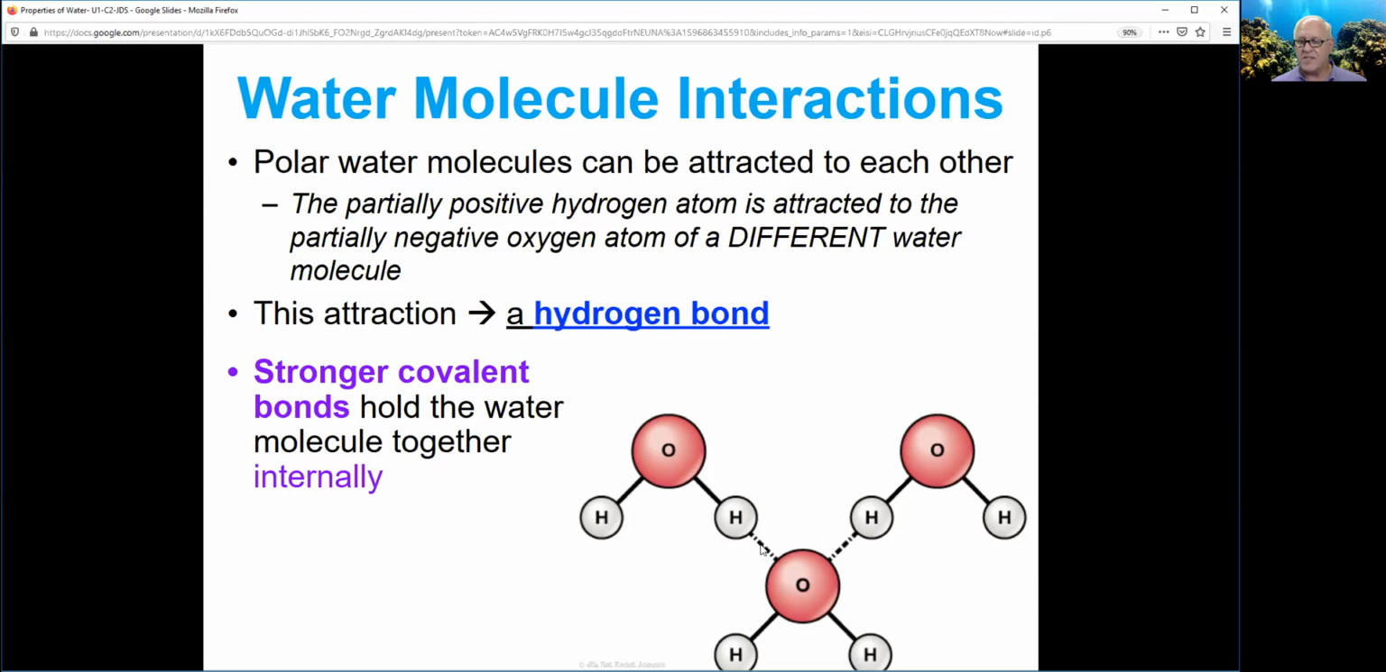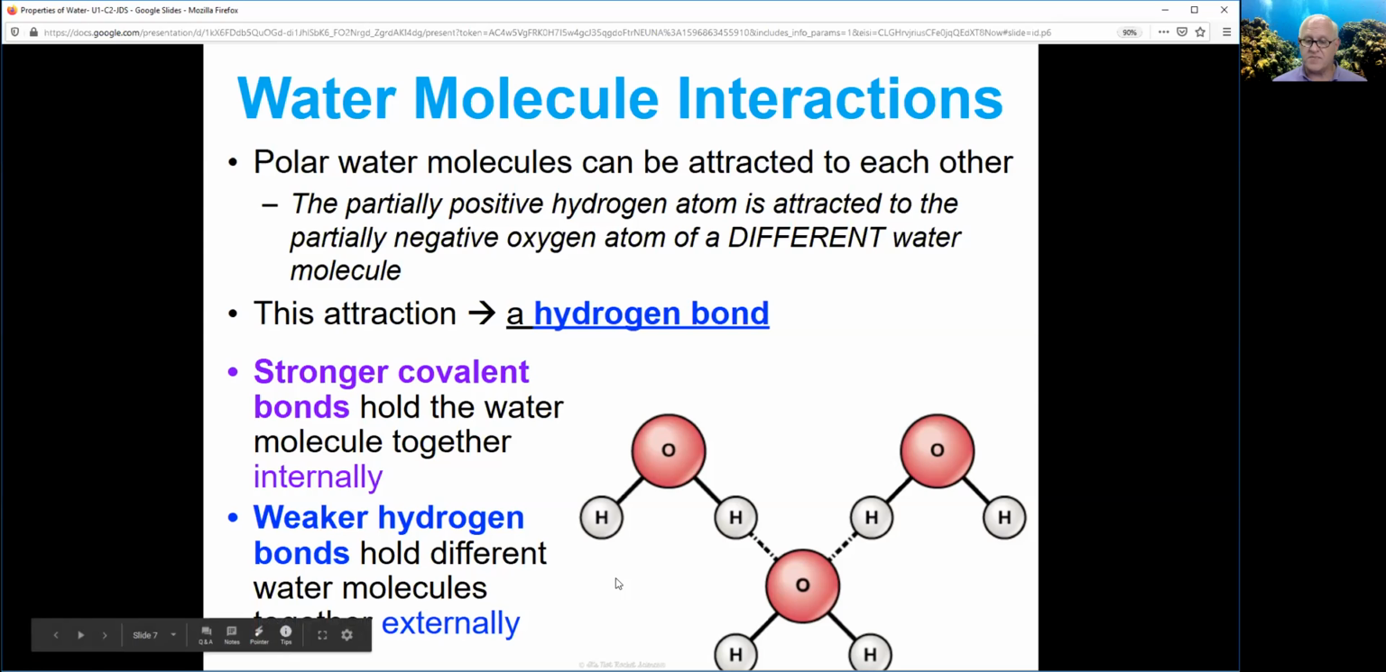And that hydrogen bond is actually fairly weak. The stronger bond that holds the molecule together internally is the covalent bond. So when the water molecule is by itself, you've got the oxygen and two hydrogens, and they're very strongly held together. But when one water molecule snuggles up next to another water molecule, what's holding those two molecules together is this very weak hydrogen bond. You can break that bond very easily.